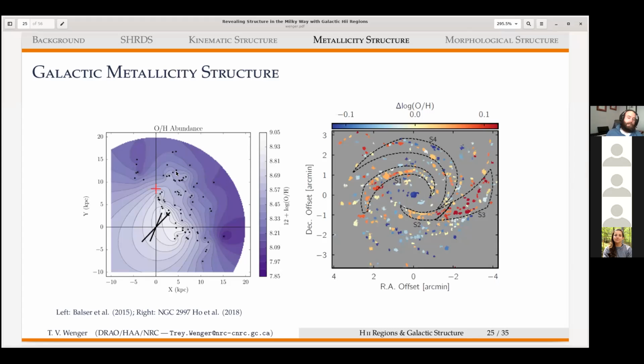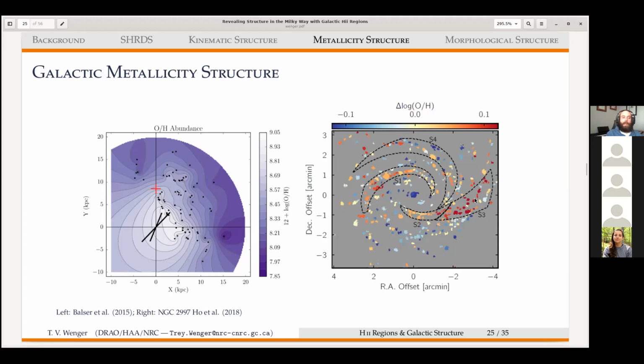Around the same time, people have recently been finding similar trends in external galaxies. Here on the right is a map of NGC 2997, another galaxy, where they used optical emission lines to derive the oxygen abundances for a bunch of high mass star forming regions. They color coded those regions based off their deviation from an axisymmetric radial gradient. So they subtracted off a radial gradient to show these deviations. What they find is that some parts of the galaxy are more metal rich, and some parts are more metal poor than what would be expected from symmetry.